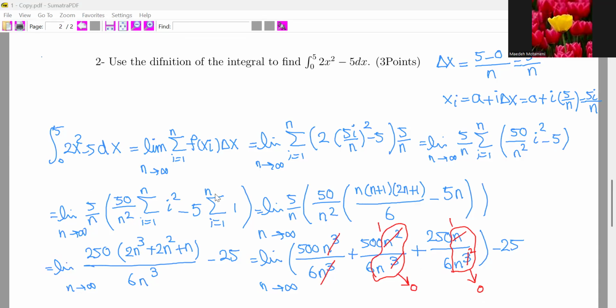So altogether, we would have 500 over 6 minus 25, which will be approximately 58.3, which is more accurate than the previous one.